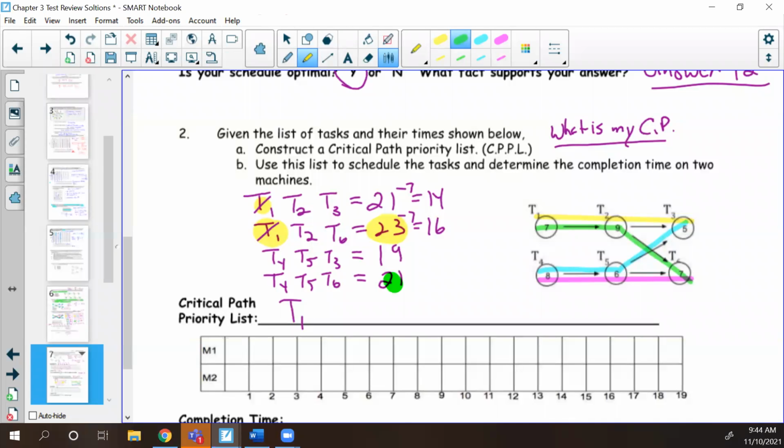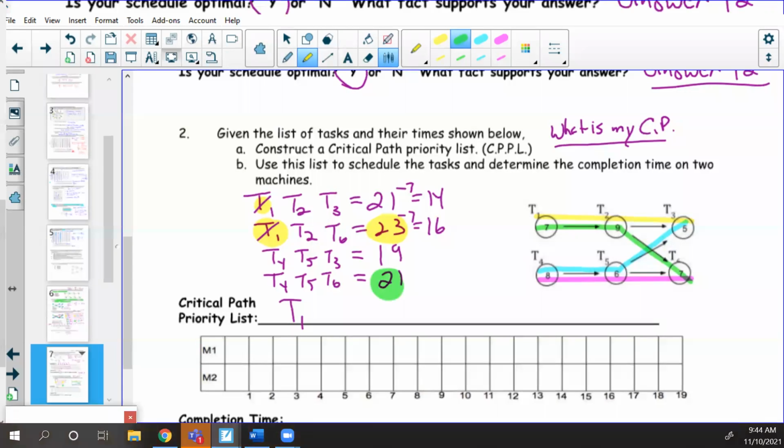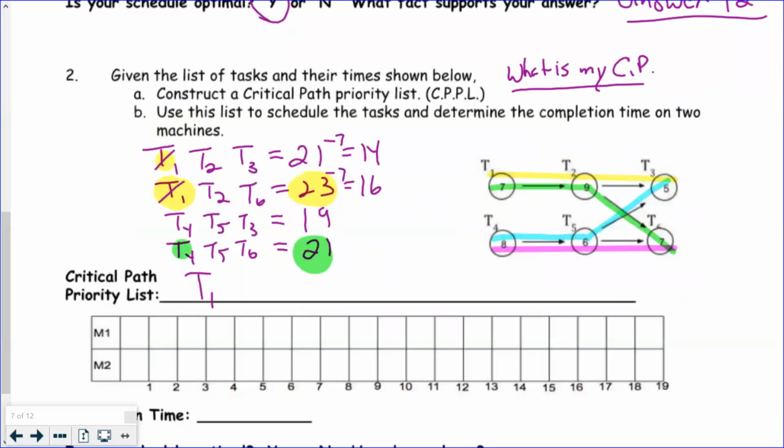It's this last one, 21. Well, I look at what's first in that list, and it's task four. And task four completion time is 8. So I'm going to subtract 8 off that total. When I subtract 8 from that, I get 13. And then I look at the rest of the list, and I see if there's another task four in another list, and there is. So I subtract 8 off that total of 19, and I get 11. So now I can cross those off my list.